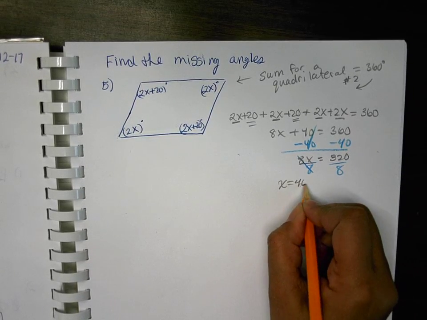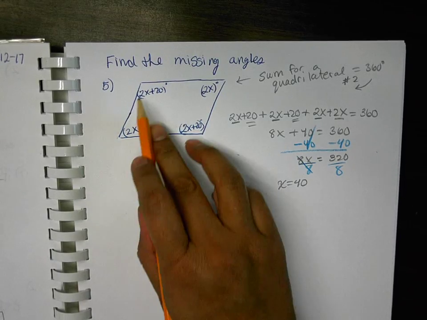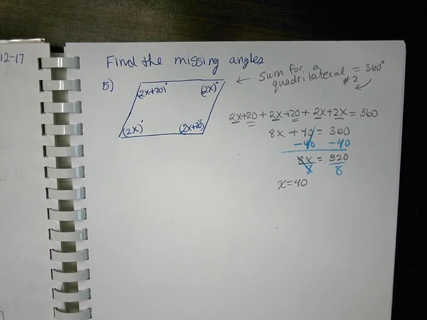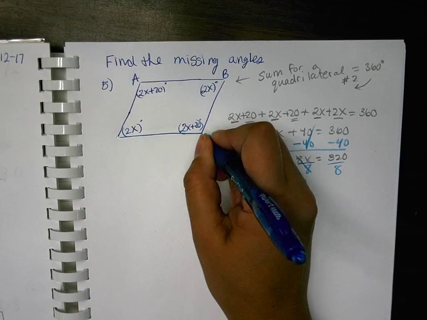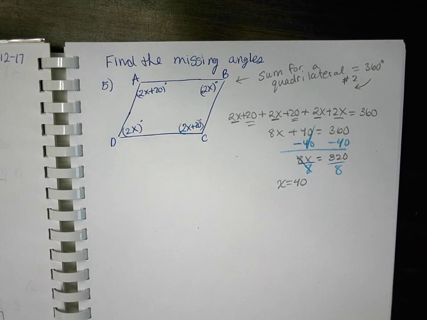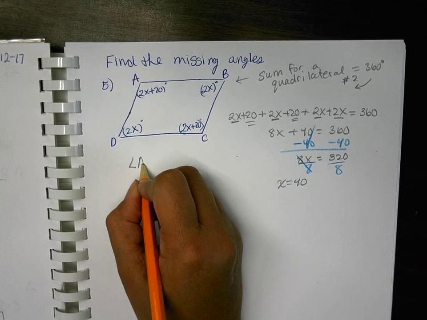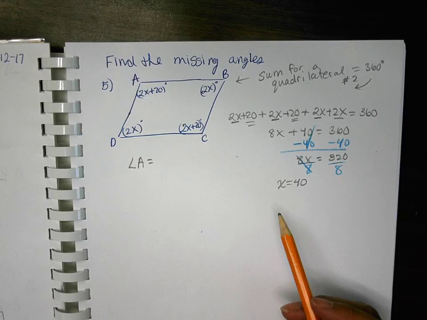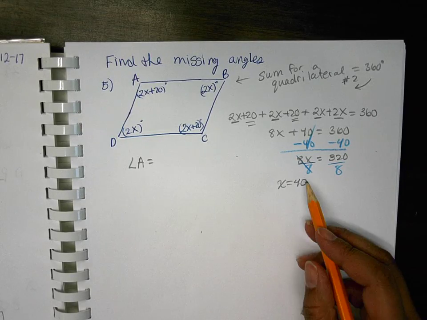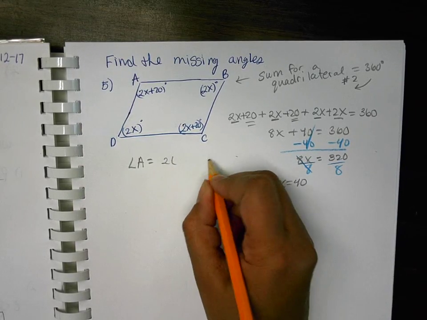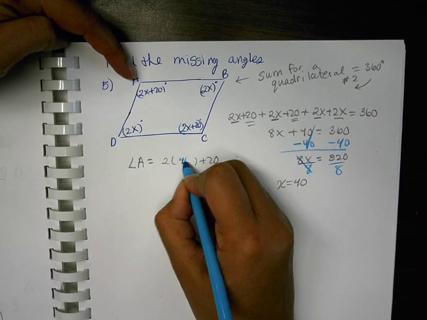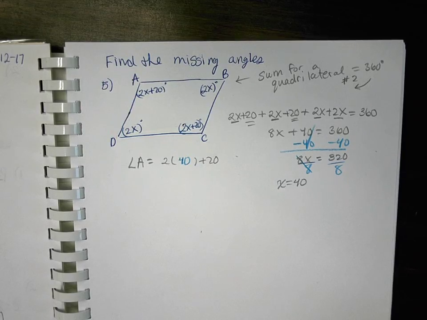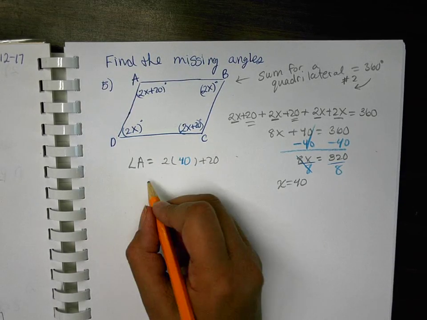Now, did it say find x or find the missing angles? Find the missing angles. Let's put letters in there just so that we can call them. I'll call this A, B, C, and D. So, the measure of angle A is, now how do I find it? What do I do with the x? Plug it in. Good. 2 times blank plus 20, and what goes in the blank where the x used to be? 40. So do that. 2 times 40, and then plus 20. What do we get?